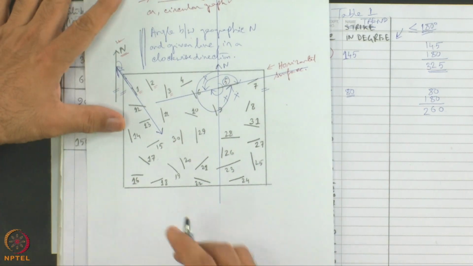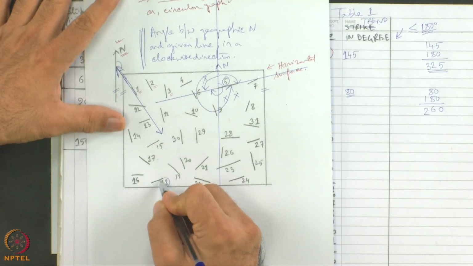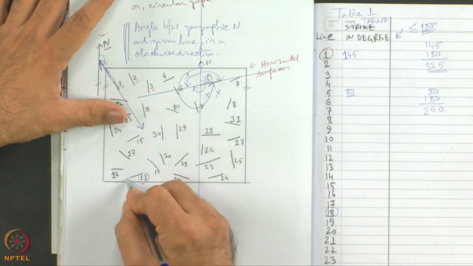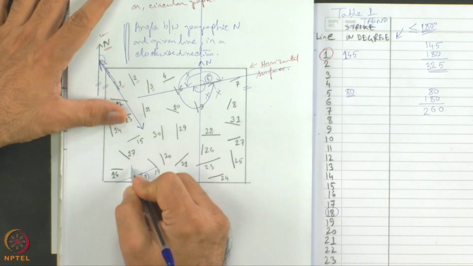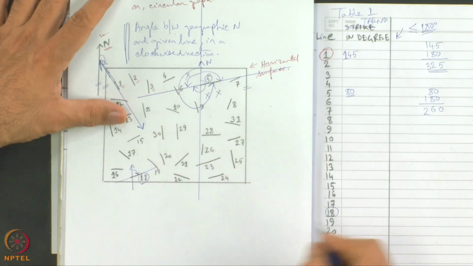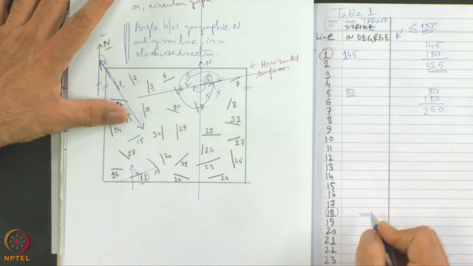Now, just to revise, let us look at line number 18. How do I put an entry for 18 here? This is the line that has been extended. This is the geographic north. Clockwise from north is this angle. No other angle am I asking. That angle, an acute angle, will be entered over here.